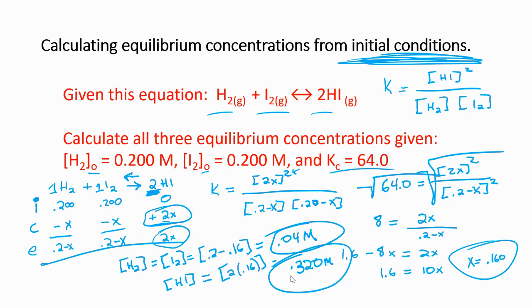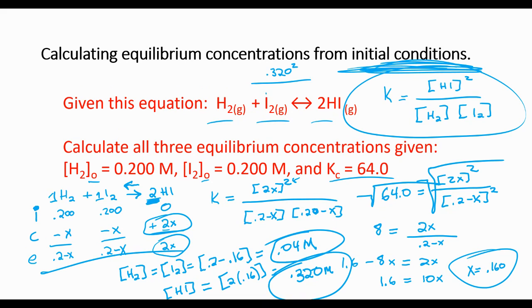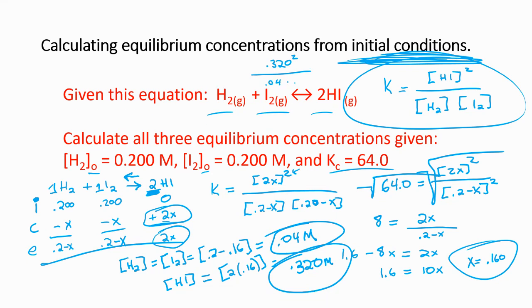Here's a good practice, though. Go back and check to make sure it makes sense. If I plug in my equilibrium concentrations into this initial expression, I should get 64. So if I say 0.32 squared divided by 0.04 times 0.04, that should be equal to 64. Let's check it out. 0.32 squared divided by 0.04 divided by 0.04, and it comes out to 64. So that is a correct answer. It is the correct answer.